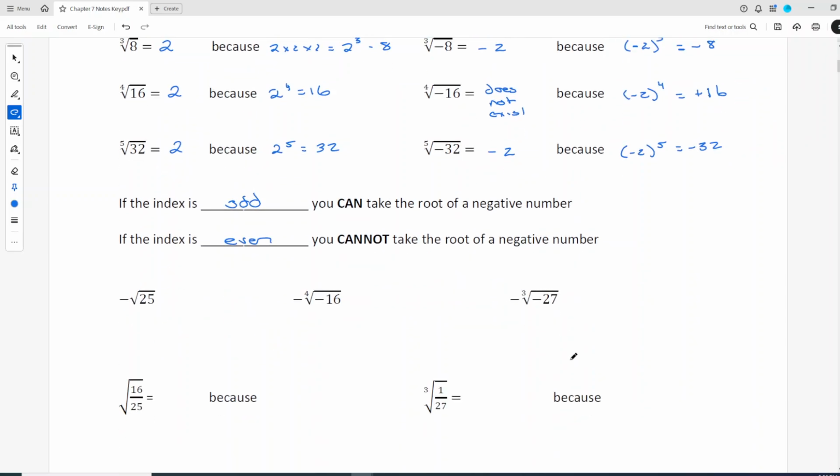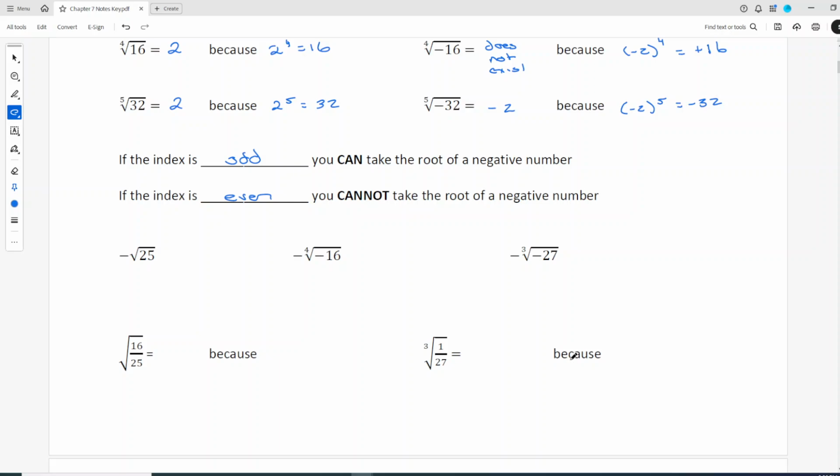The last thing that we're going to do here is just throw those negatives in again. So just a little bit of practice of thinking about when you can and when you can't. So the difference is if the negative's out front. So negative square root of 25 versus negative the fourth root of negative 16 versus negative the cubed root of negative 27. So that's what Math 50 does to you all the time. It's like throws in negatives to make everything hard.